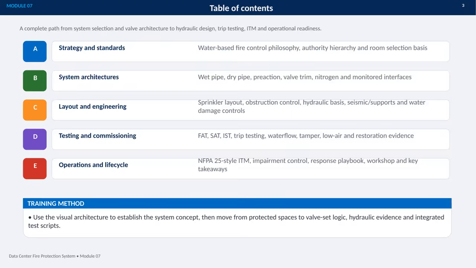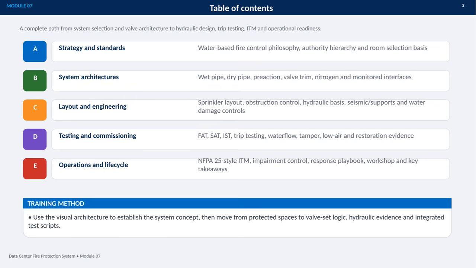This module presents a complete path for developing and operating a data center fire protection system, from the initial strategy through long-term readiness. The central idea is to connect every design decision with clear evidence that the system will perform when needed. We begin with strategy and standards, including the water-based fire control philosophy, the authority hierarchy, and the basis for selecting protected rooms. Next, we examine system architectures, comparing wet pipe, dry pipe, and preaction arrangements, along with valve trim, nitrogen systems, and monitored interfaces.